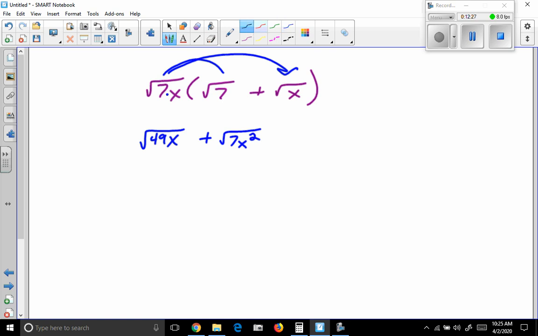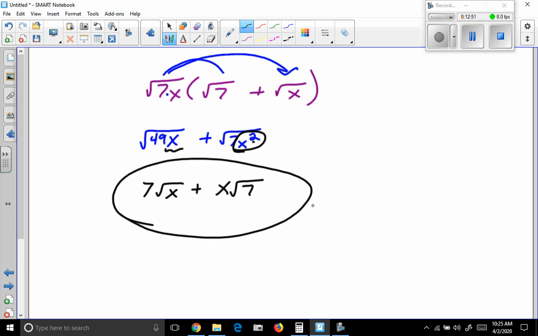So we can simplify this. The square root of 49 is 7, but we only have one x, so it stays underneath the radical. We only have one 7, so it stays under the radical, but we have a pair of x's. Anytime we have something squared under a square root, that undoes itself, and that gives us x. These are not like terms because we have different things under the radical, so that's as far as we can go with that one.